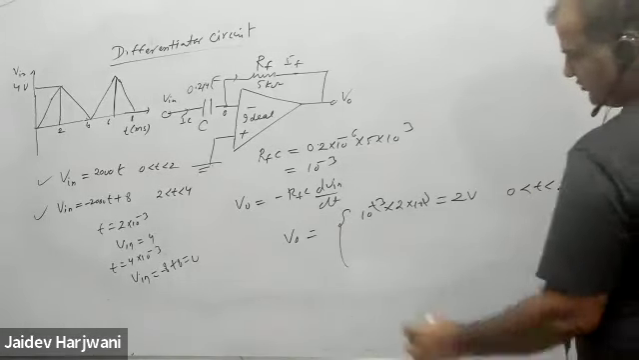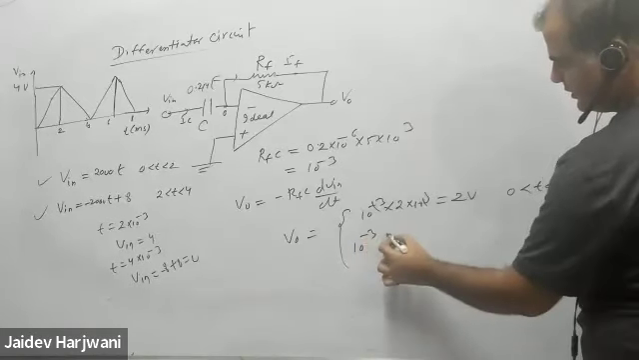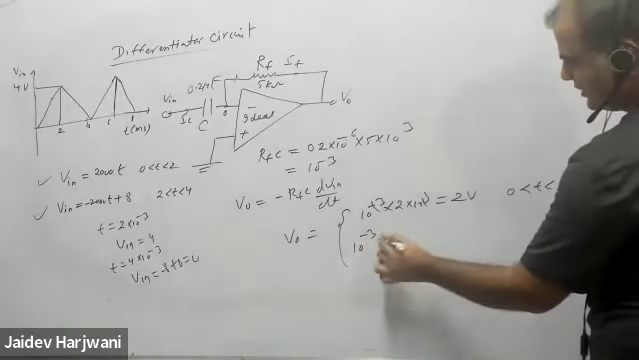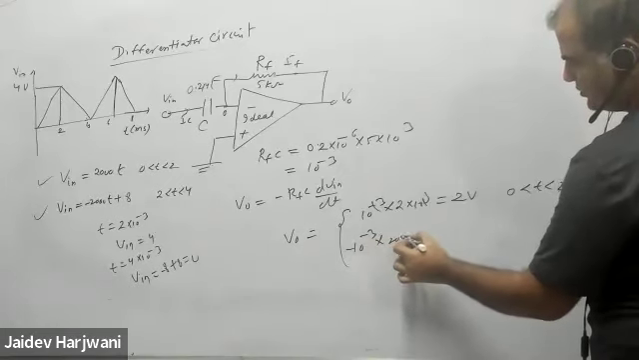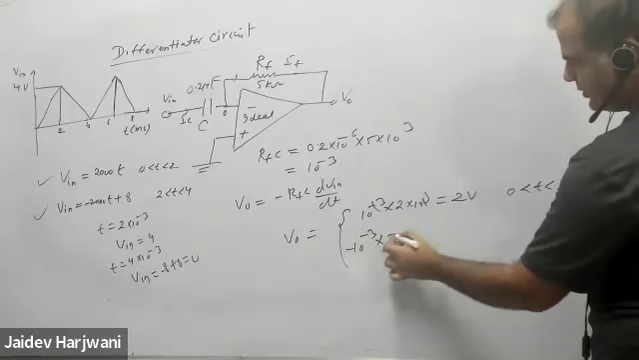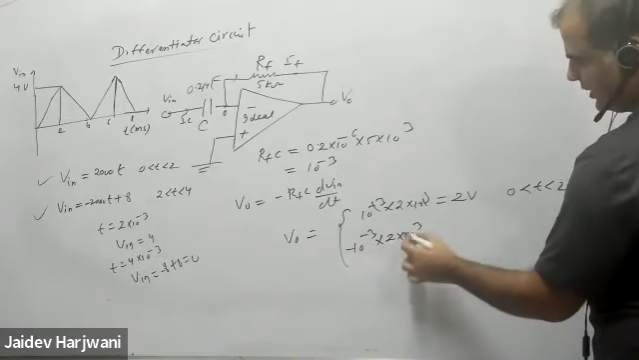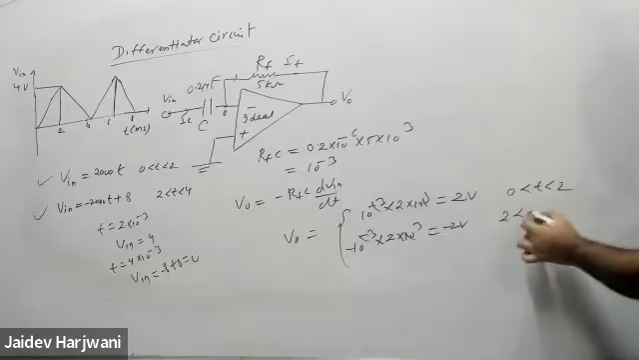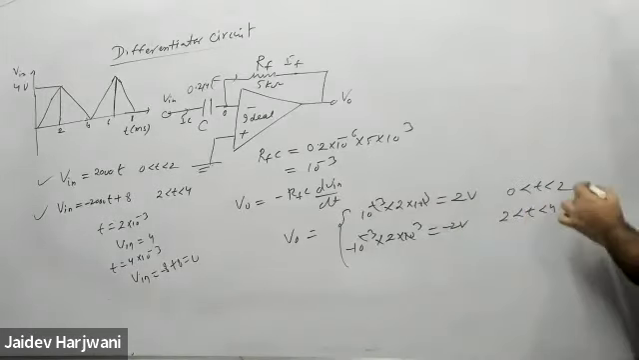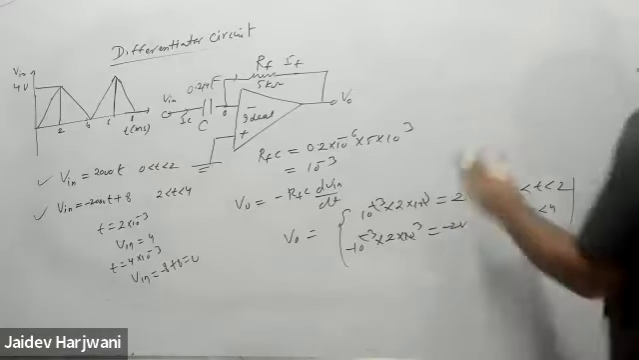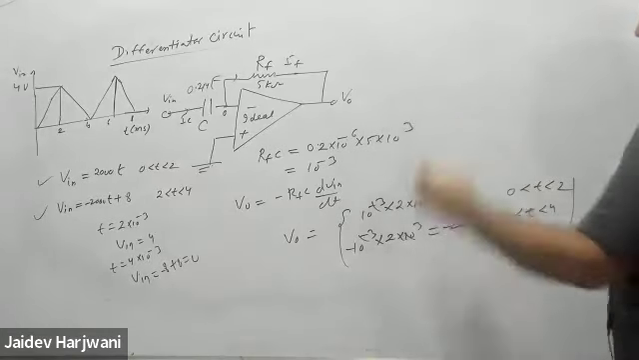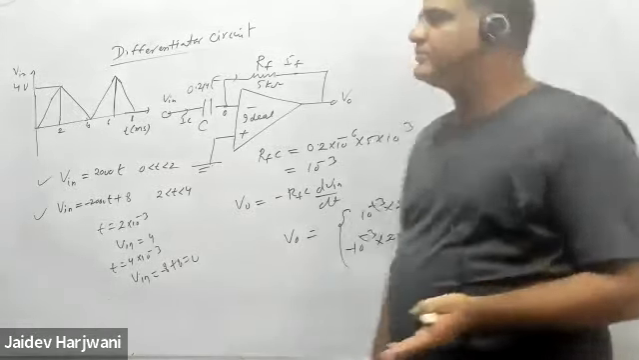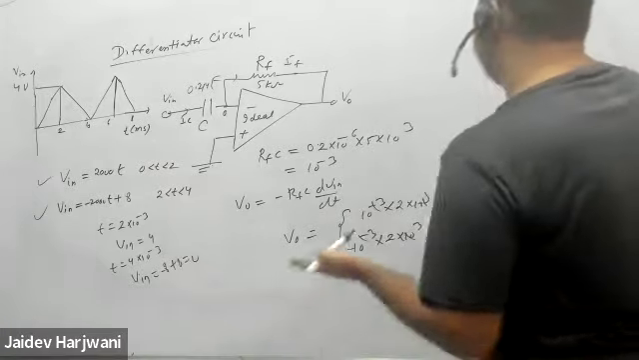For the second interval, the slope is minus 2000. Again the same thing, it will come to minus 2 volt, so 2 to 4 is minus 2 volt. Now you can easily draw. This is a fixed value. A triangular wave means y equals mx, so when differentiated only the slope, a constant value, comes. So a triangular wave will always give you a square wave.